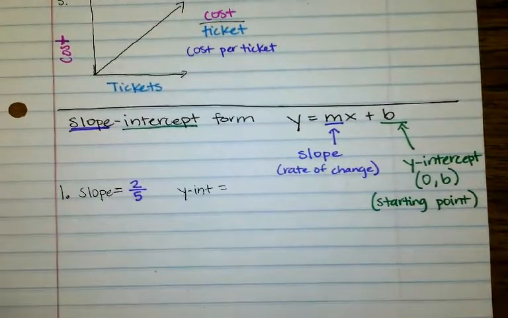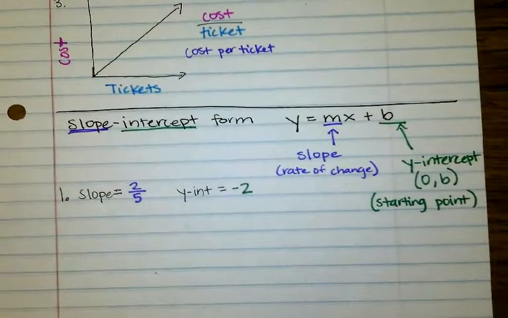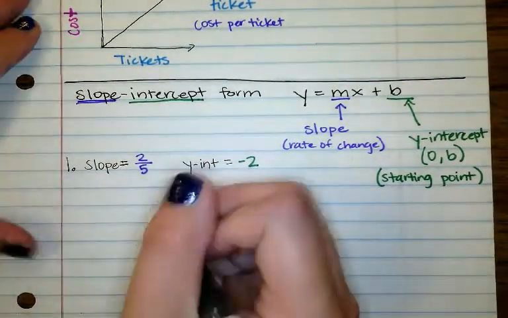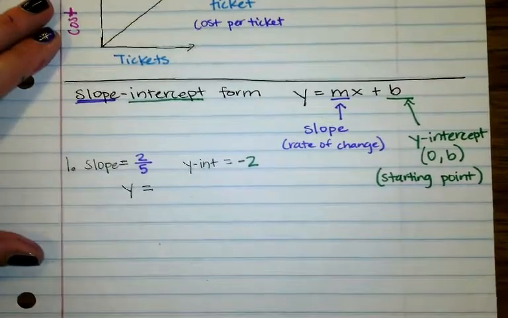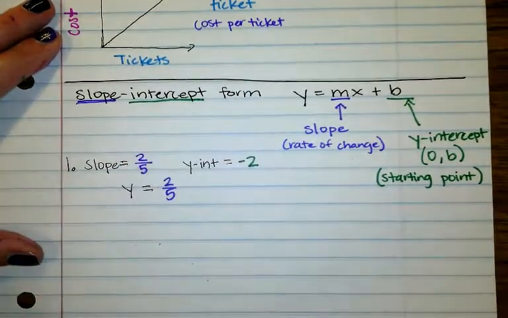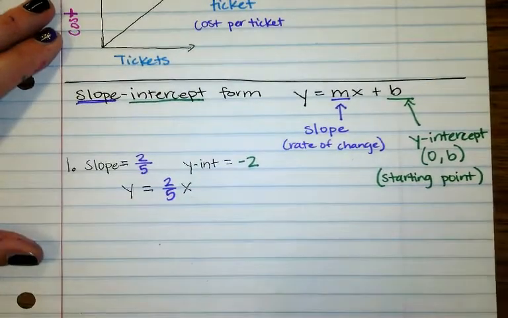Can I write an equation from that? Absolutely. And my equation will be y equals, what's my slope? 2/5 x. And then what do we do here? My y-intercept is -2. So it's going to be -2. Y'all feel good about that? So that's y = 2/5 x - 2. Okay?